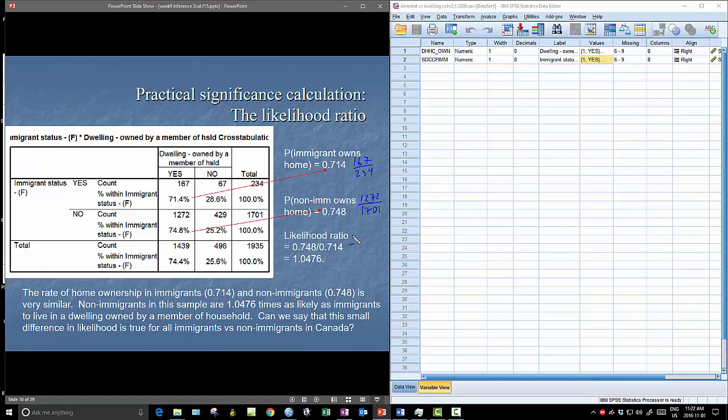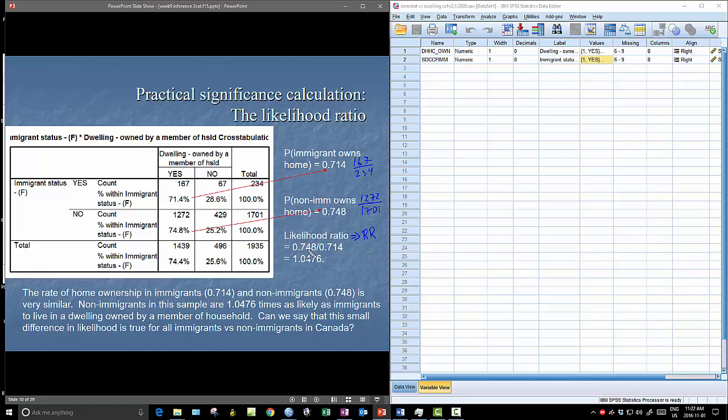This is the likelihood ratio, which is the same as relative risk. Note that I'm using all the different terminologies, intermixing them so you get used to the fact that they will be different, and different people will call them different things in different situations. So the rate of ownership in immigrants, 71.4%, and non-immigrants, 74.8%, is very similar.